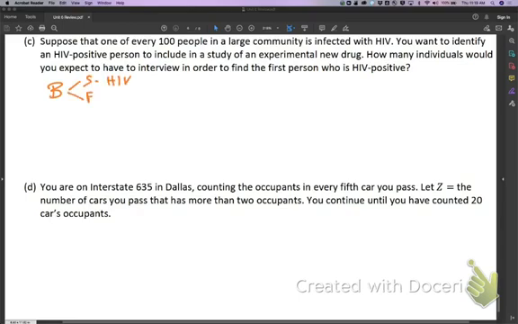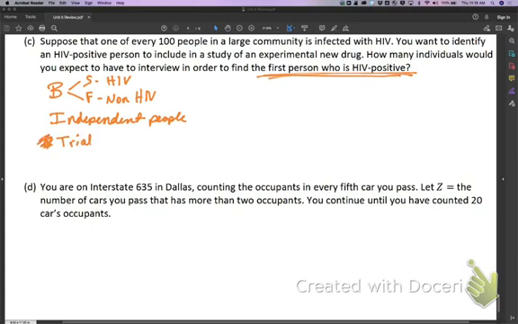Success is HIV, failure is non-HIV. I know that sounds really strange, but that's what was given to us. Each person is independent. We have independent people. N or T, which one do we have? Do we have a set number of people we're going to test, or are we going to do trials until success? It says here, how many individuals would you expect to have to interview in order to find the first person who is HIV positive?